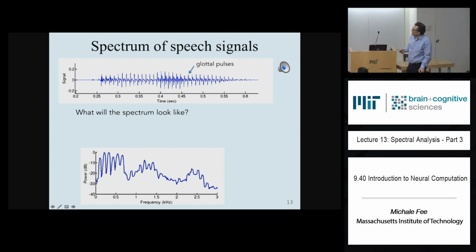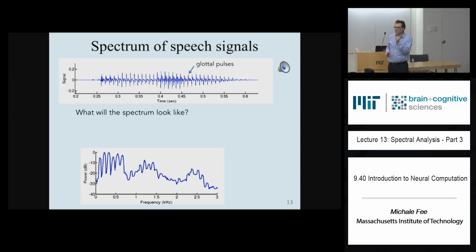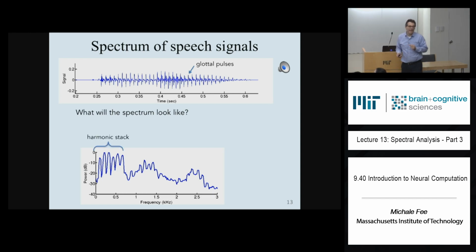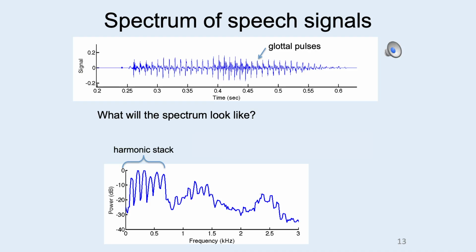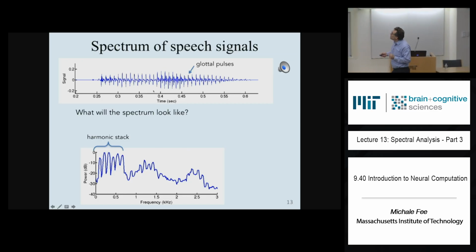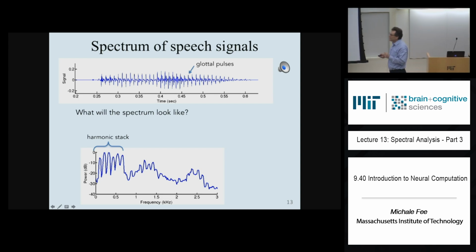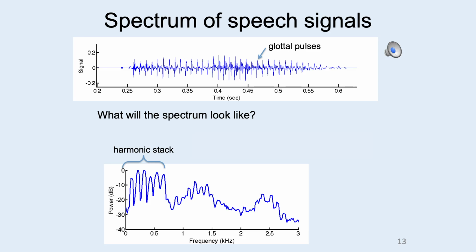What do you see? A train of delta functions separated by about 100 hertz, right? That's a kilohertz, that's 500 hertz, that's 100 hertz. So you get a train of delta functions separated by 100 hertz, okay? That's called a harmonic stack. The spectrum of a speech signal has a harmonic stack because the signal has these short little pulses of pressure in them.